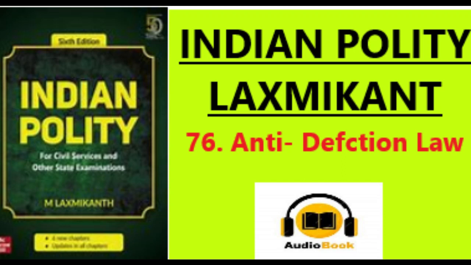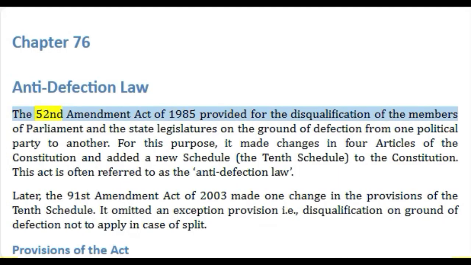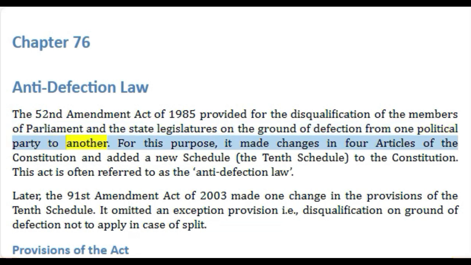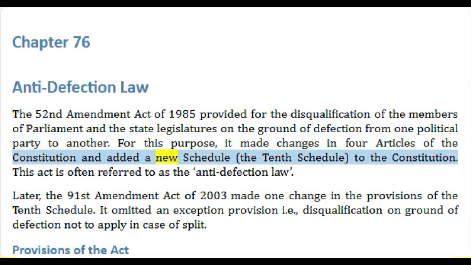Chapter 76. Anti-Defection Law. The 52nd Amendment Act of 1985 provided for the disqualification of the members of Parliament and the state legislatures on the ground of defection from one political party to another. For this purpose, it made changes in 4 articles of the Constitution and added a new schedule, the 10th Schedule, to the Constitution. This act is often referred to as the Anti-Defection Law.